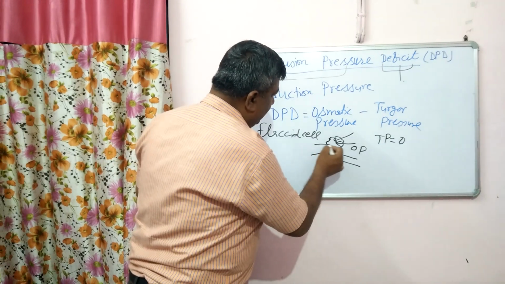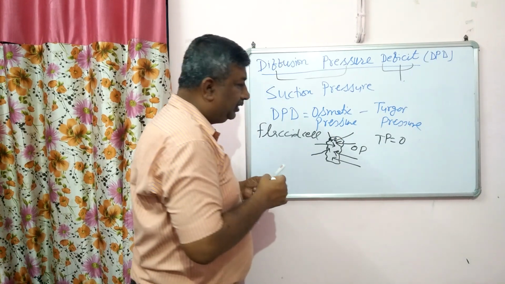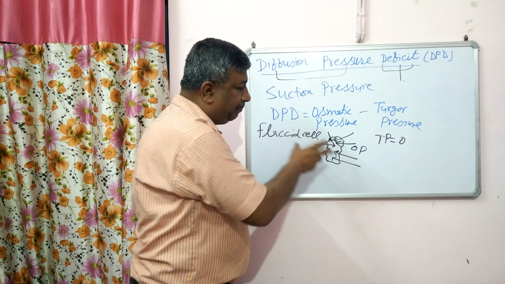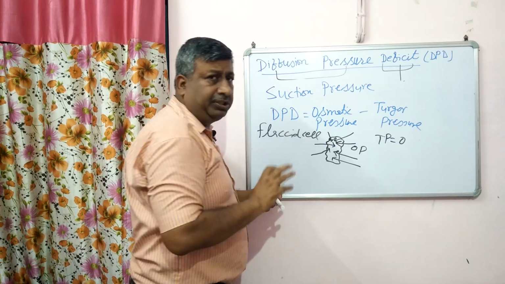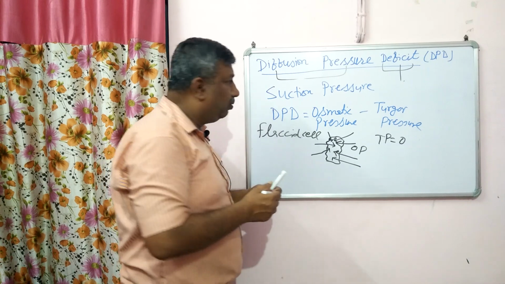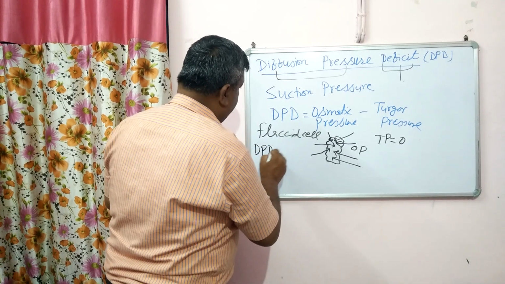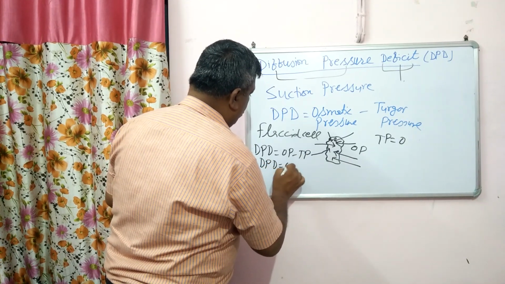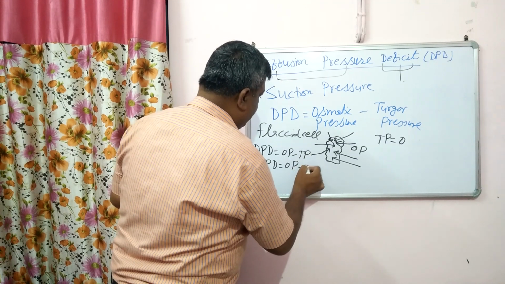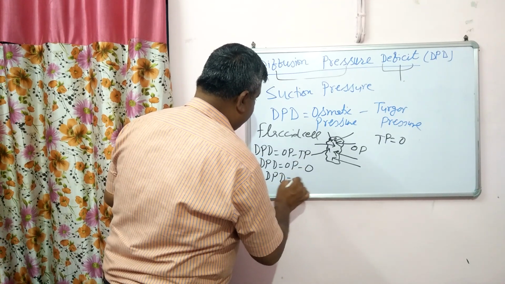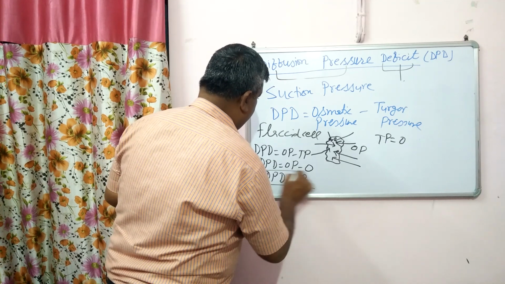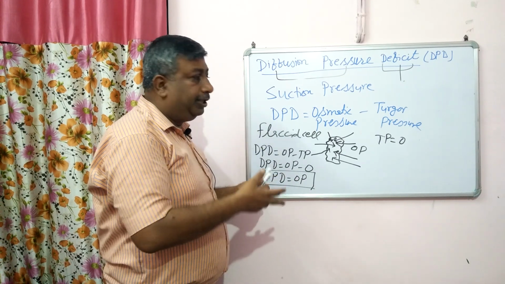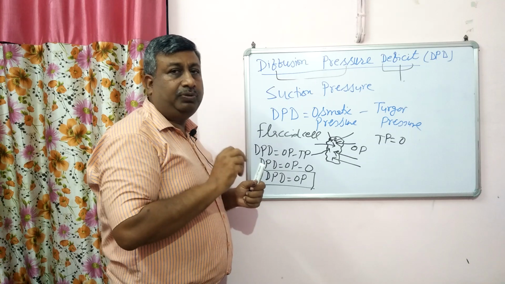And when this cell is placed in pure water, then water moves inside the cell, and there is osmotic pressure. So osmotic pressure से क्या होगा, सेल के अंदर वाटर आना स्टार्ट हो जाएगा. तो ऐसे केस में केवल ऑस्मोटिक प्रेशर होगा. So now DPD is equal to OP, osmotic pressure, minus turgor pressure, and this turgor pressure is 0. So diffusion pressure deficit is equal to OP. So in a flaccid cell, osmotic pressure is equal to diffusion pressure deficit. तो जितना osmotic pressure होगा उतना ही diffusion pressure deficit होगा flaccid cell में.